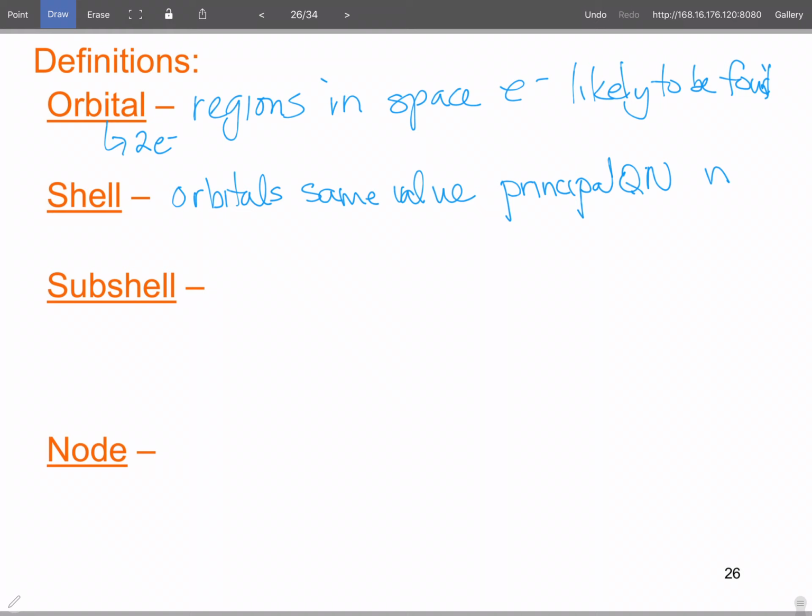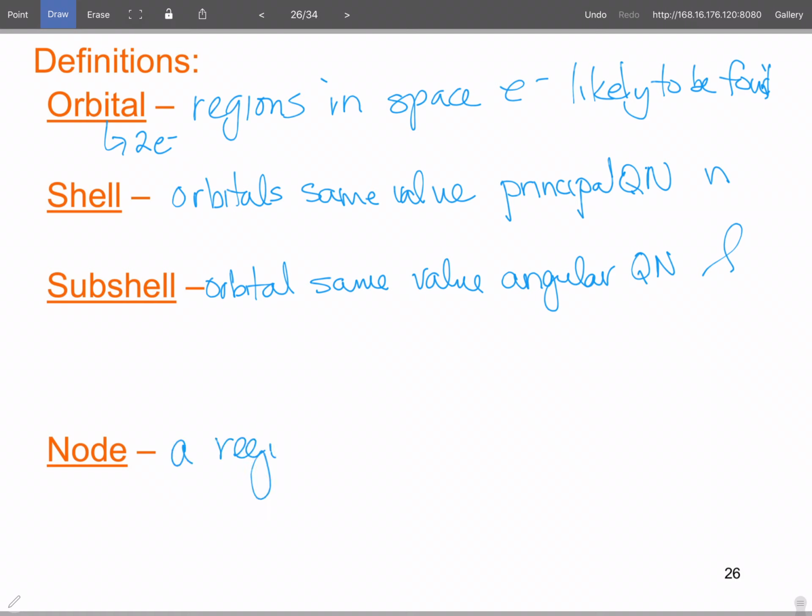A subshell is orbitals that have the same value of angular quantum number. Remember, that's L. If they have the same angular quantum number, so they're all zeros or all ones or all twos, they're in a subshell. And the total number of orbitals in a subshell is 2L plus 1. I rarely use that. A node, remember, is a region where there is 0 or no chance of finding an electron.